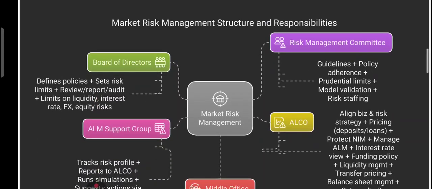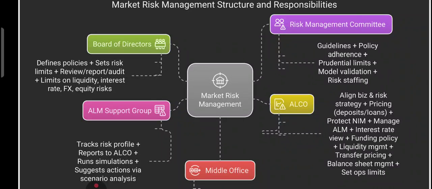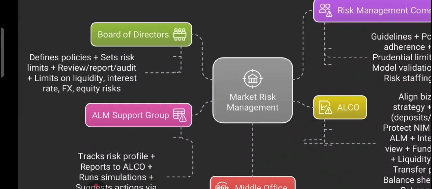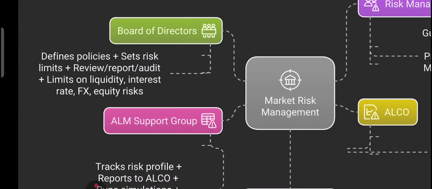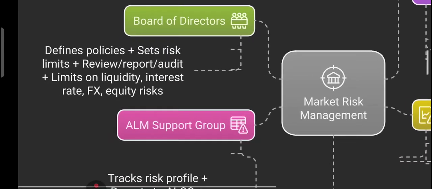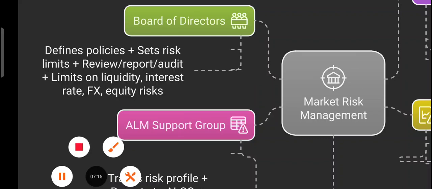Now friends, let's switch our focus to market risk management. Who does what? Let's decode an important concept called market risk management and responsibility, with a super clear breakdown of the key players involved. The first player is the board of directors. They are at the top of the pyramid. Their job is to set the tone for risk. They define policies, set the risk limits, review and audit regularly, and control risk related to liquidity, interest rate, foreign exchange and equity. So they act like a guiding hand for risk governance.